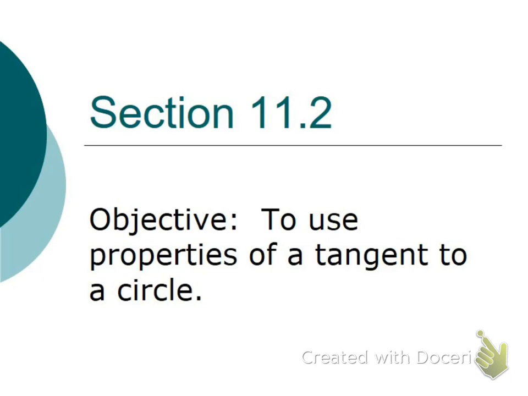All right, today we are going to do section 11.2. We are going to use properties of a tangent to a circle. At how many points does a tangent touch a circle? How many times does a tangent touch a circle? One time. A tangent will touch a circle at 1 point only.